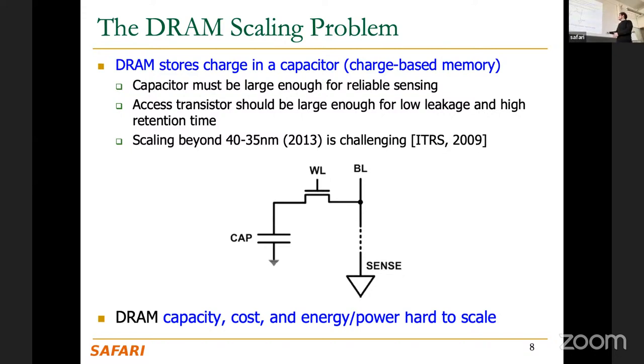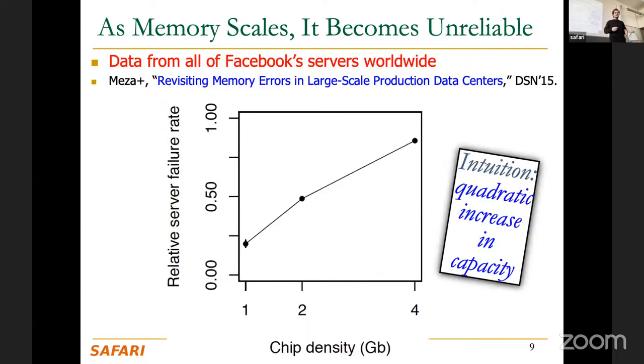So the capacity, cost, and energy/power are hard to scale all at the same time. And this is one work that the SAFARI research group did in the past. They collected data showing how memory becomes unreliable as it scales. This is data collected from all Facebook servers worldwide around, I think, 2014.